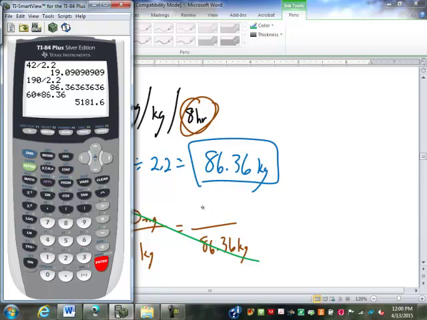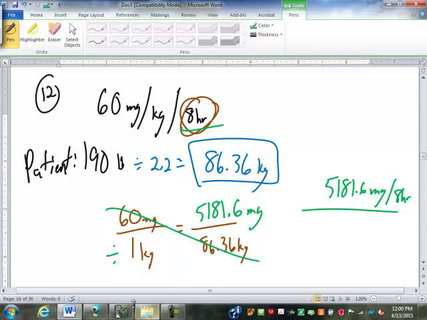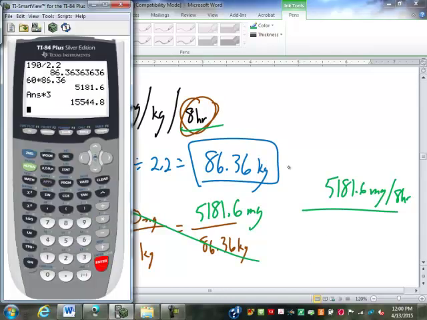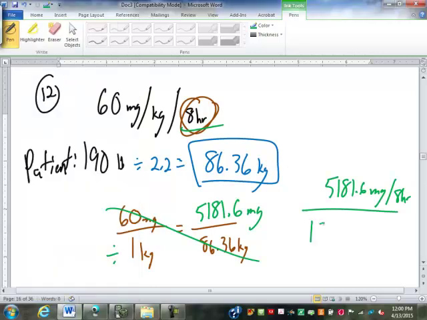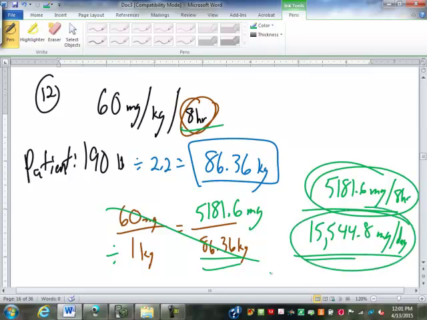That goes to 5,181.6 milligrams. That is the per 8 hours. For a day, we just multiply that by 3. So 15,544.8 milligrams per day. Now, if you had rounded off the weight, the kilograms a little differently, at 86.4, it would be slightly different. And my answer key does account for that. Anywhere from basically 5180 to 5182 here, and then whatever the corresponding result would be for the day.